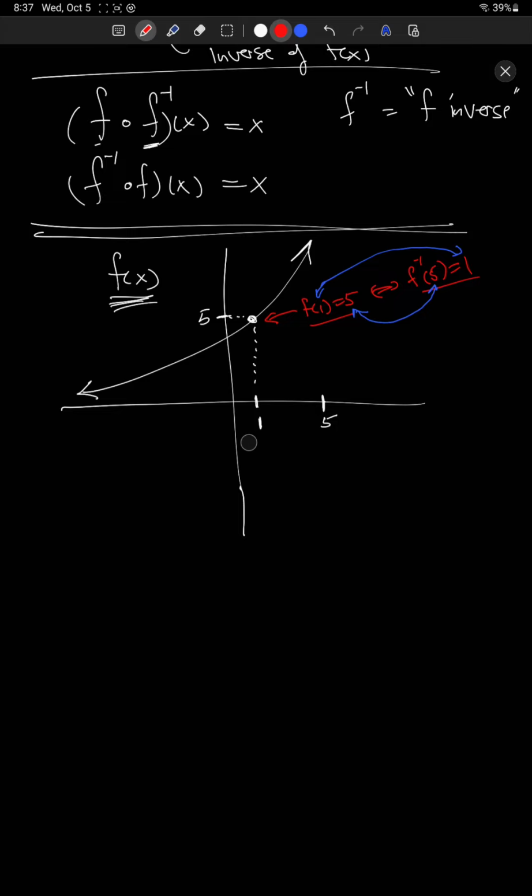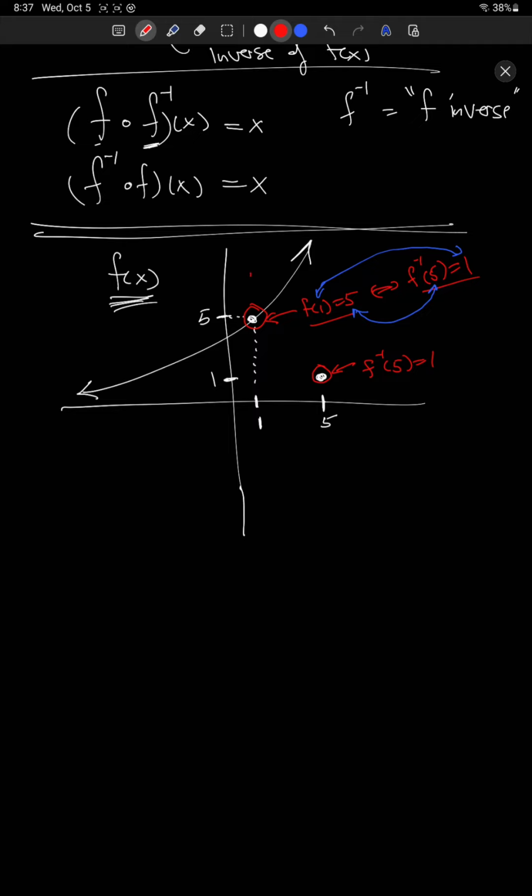Output 1, not minus 1. Output 1, right there. Okay, sorry about that. So this represents f inverse of 5 is equal to 1. Okay.